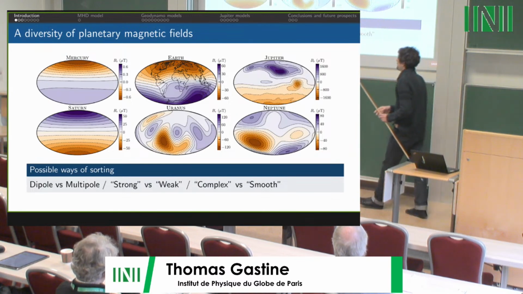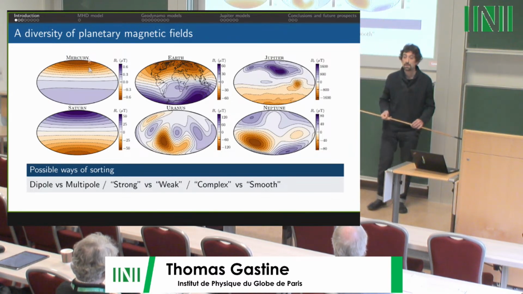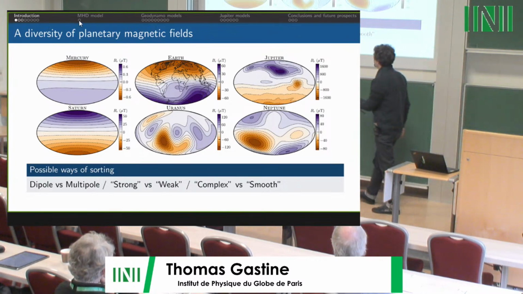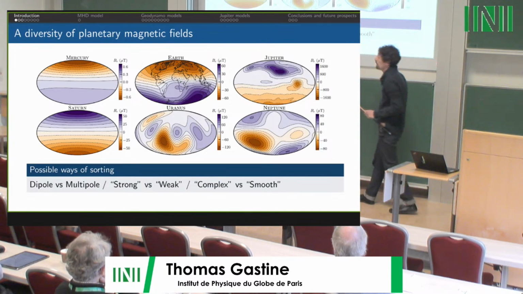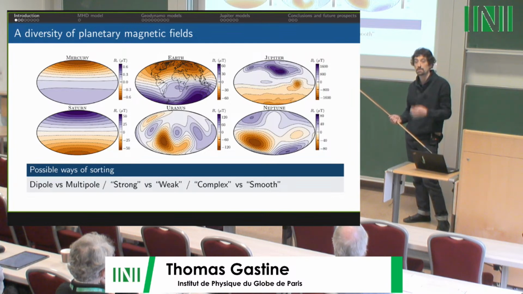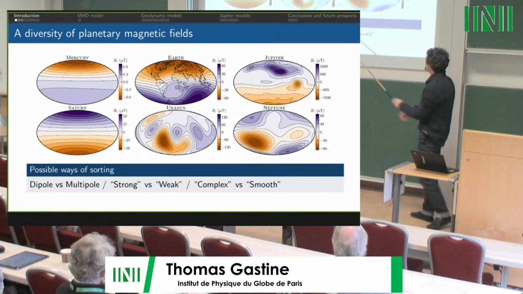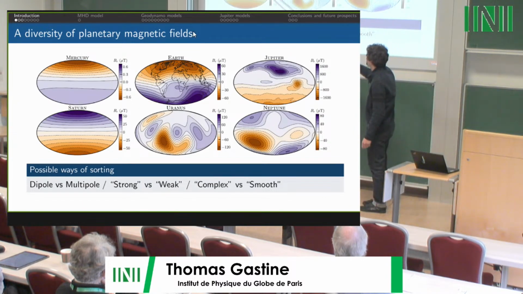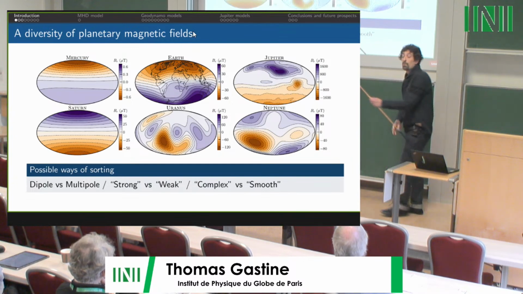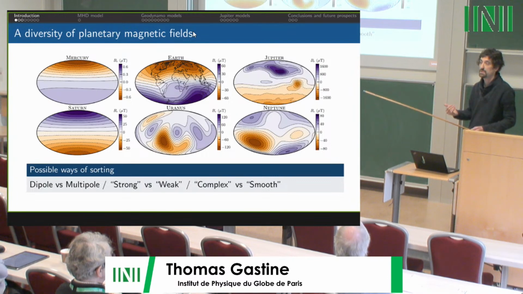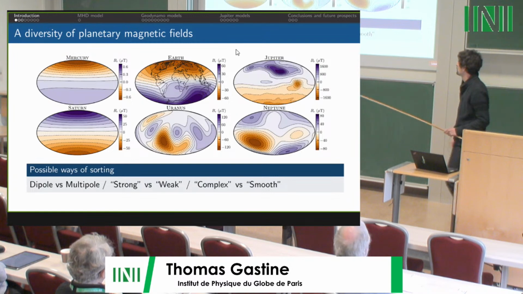A second way of separation is based on the amplitude of the surface field. And here you can separate between what we could call a strong magnetic field at the surface with respect to the available buoyancy power you expect to fuel this magnetic field. It will be the case for the Earth or for Jupiter in comparison with, for instance, Mercury or Saturn, which feature a much weaker field. And this weak field could be the signature of internal processes that damp efficiently the magnetic field amplitude when it comes to the surface.